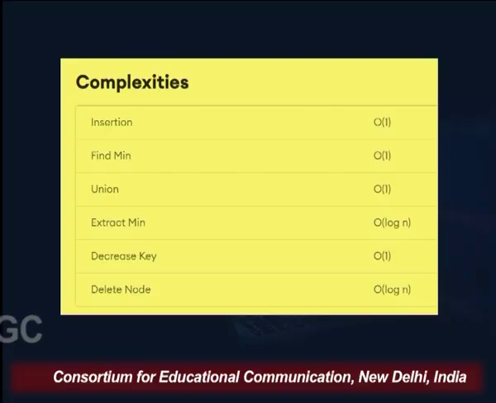So, now complexities, as we can see: the insertion we have done is order 1, finding min is in any case order 1, union is order 1 because there was no change in potential that we have seen. Extract min we have seen in detail, that is order log n. What we are left with is the amortized analysis of decrease key, which is order 1, and then delete a node, which is going to be order log n.